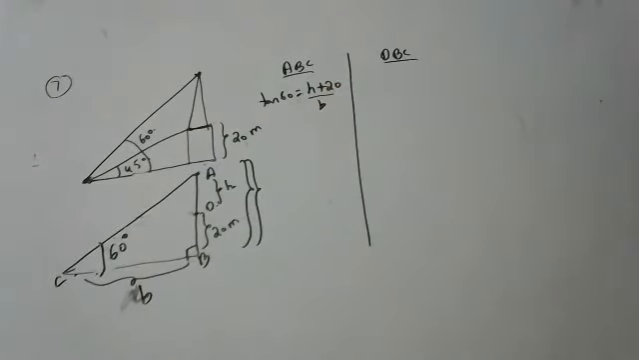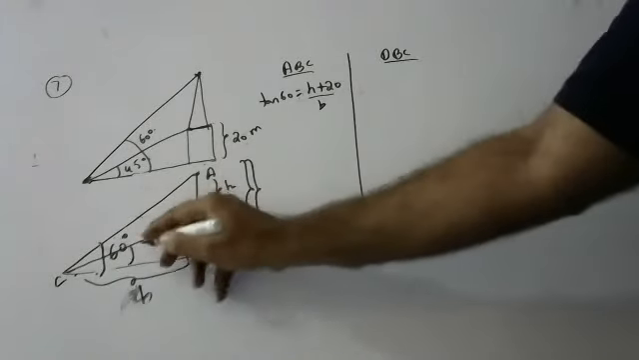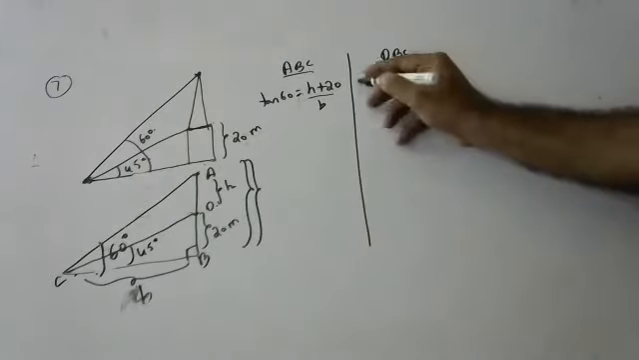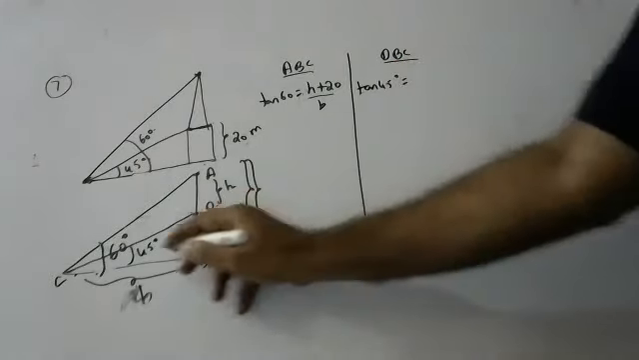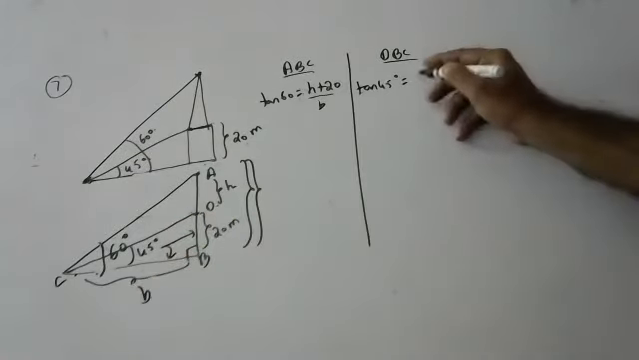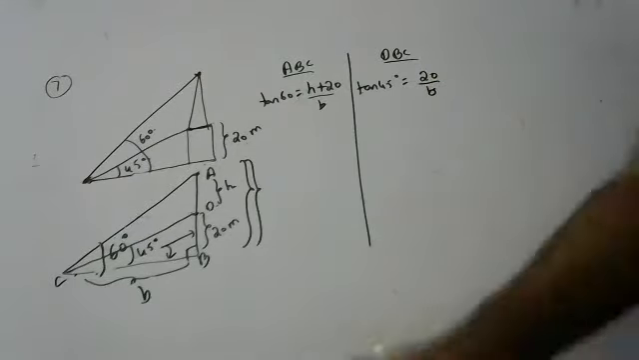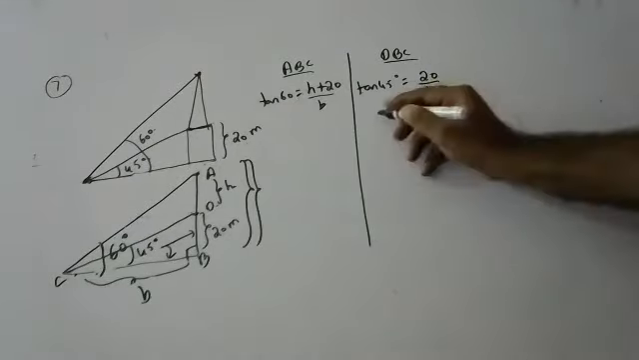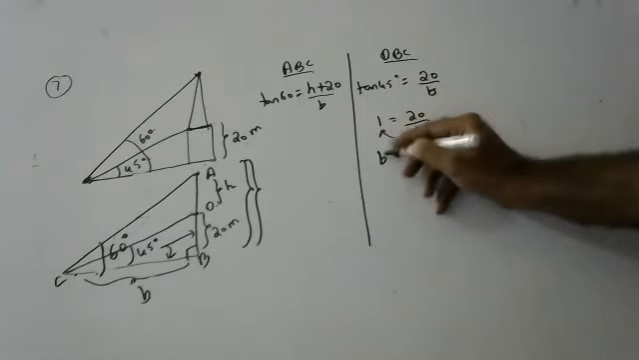Okay, children. Now for the small triangle, what is the small triangle? This much is the small triangle. This is 45 degrees. For the small triangle, tan 45 degrees is, anyone? Tan 45 is how much, children? 20 by B. Very good, children. So children, tan 45 is 1, 20 by B. So B comes here. B is equal to 20.